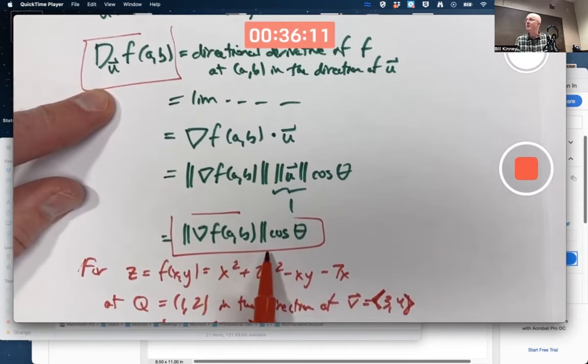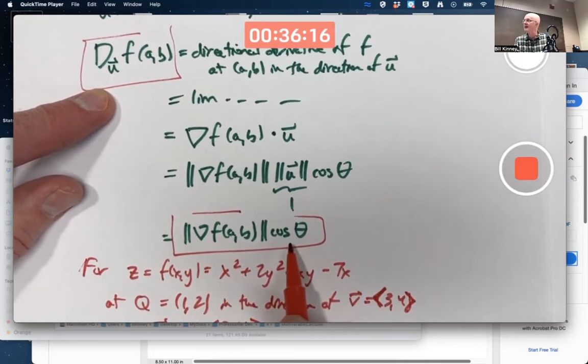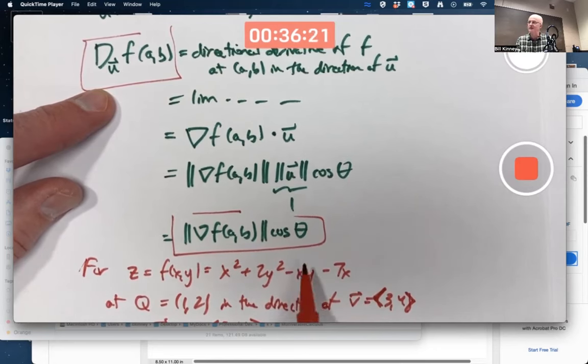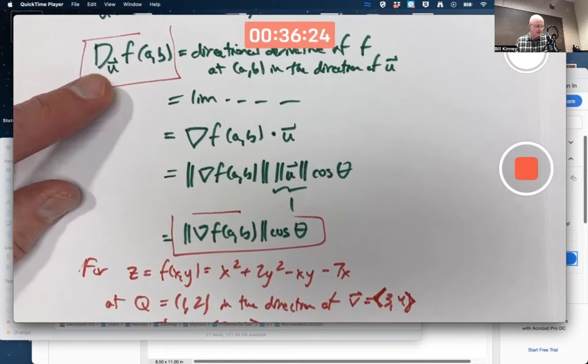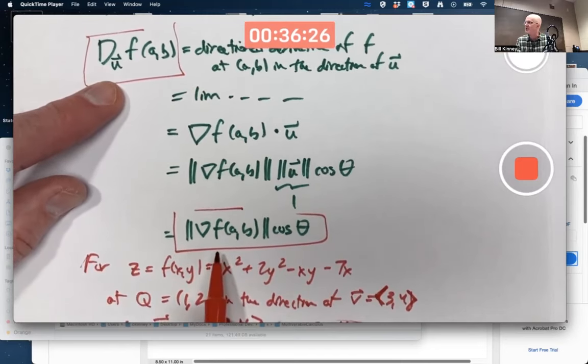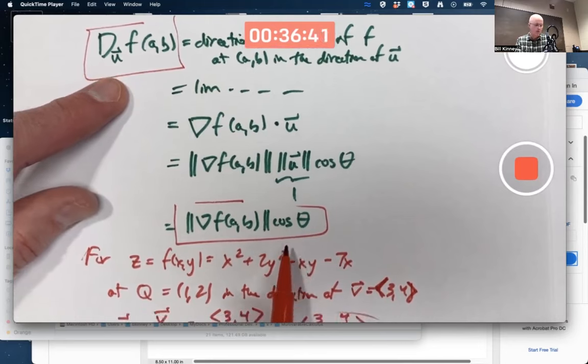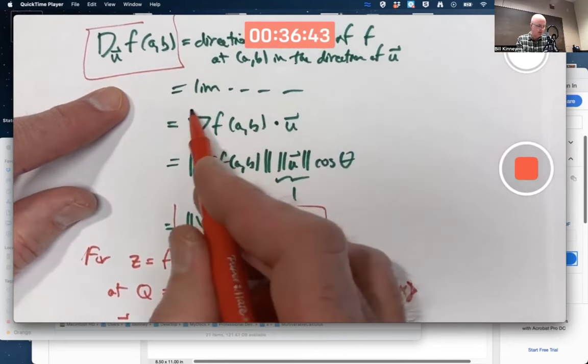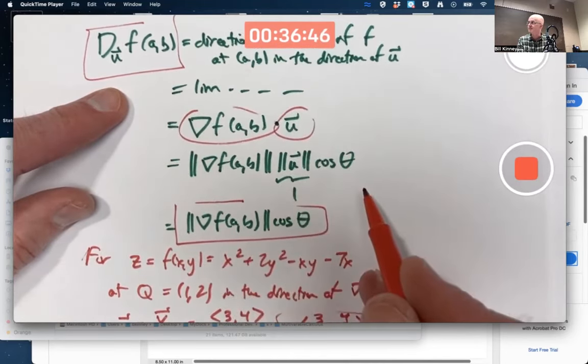Where is this maximized? In what direction? It's going to be maximized where the cosine of the angle is 1. The cosine of theta, the angle, is going to be 1 if theta is 0, if u and the gradient vector are in the same direction. And it's going to be minimized if the cosine of the angle is negative 1, if they're in opposite directions, if the angle is 180 degrees. I'm talking about u with the gradient vector. What's the relationship between these two vectors?